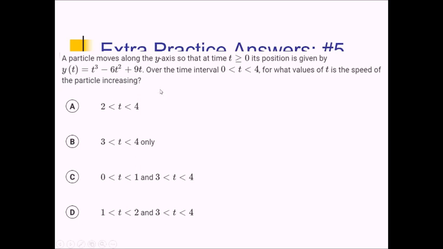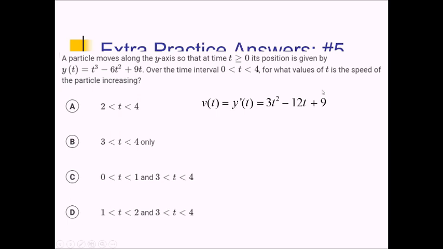So to talk about where the speed is increasing, we need to figure out where the velocity and the acceleration of this particle have the same sign, either both positive or both negative. And to do that, we need to do sign analysis on both of those functions. Let's start with the velocity, y prime of t. So that's going to be 3t squared minus 12t plus 9. And I'm going to call this v of t from now on, so I don't have to write y prime.